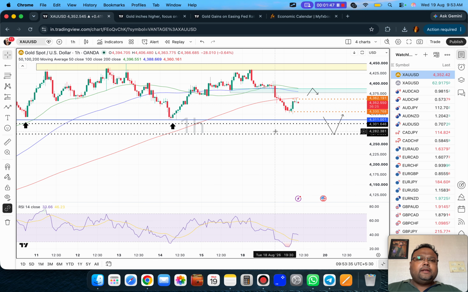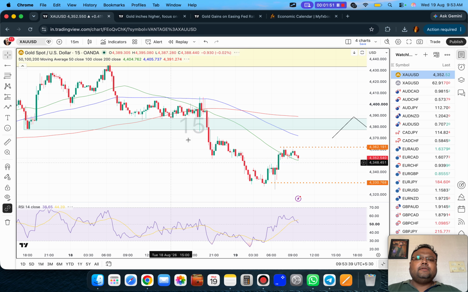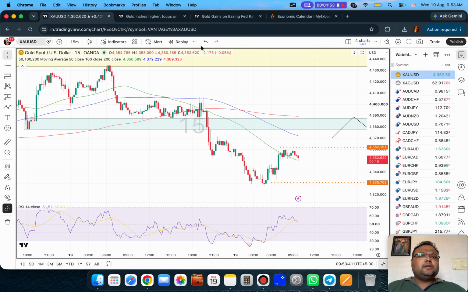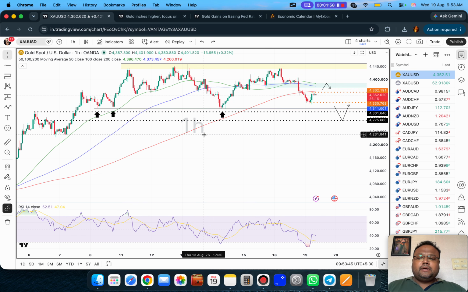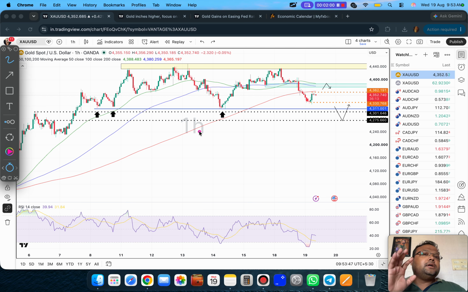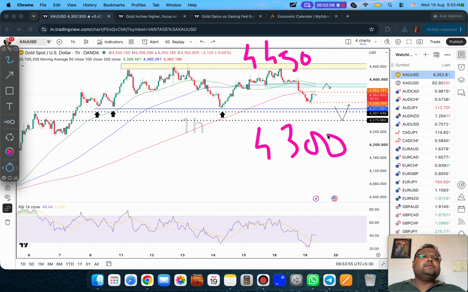If we look at the current trend of the market, or if you look at the lower time frame, then obviously you will see the market is a little bit bearish, or under selling pressure. But overall, the range of gold is still the same. Remember the range of gold? 4450 and then 4300. This particular range of gold is still the same, no changes.